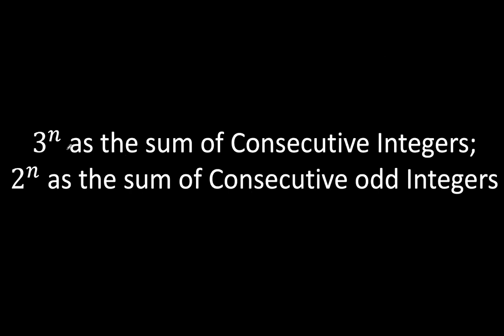So today we're going to be talking about this. We're going to be looking at writing 3 to the n as a sum of consecutive integers. And then after that, we'll look at writing 2 to the n as a sum of consecutive odd integers. And notice that for 2 to the n, I have to say odd, but for 3 to the n, I don't. That's a bit weird. Well, we'll see what's going on as we go. Some of what's going on there will become apparent.